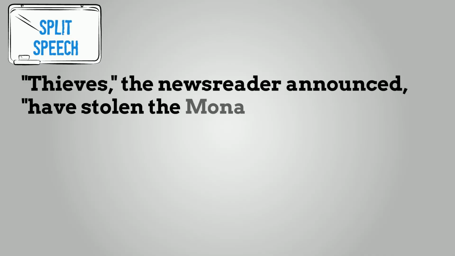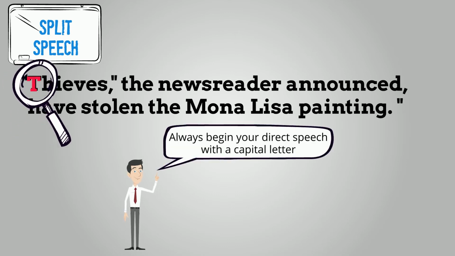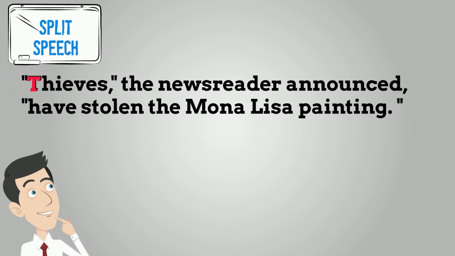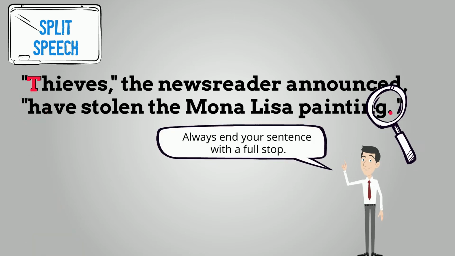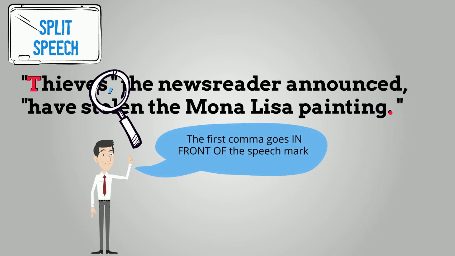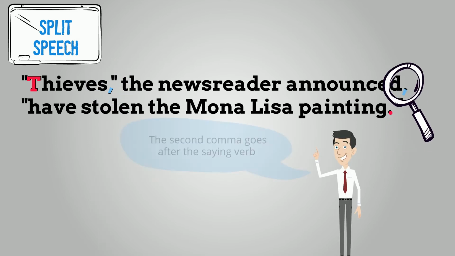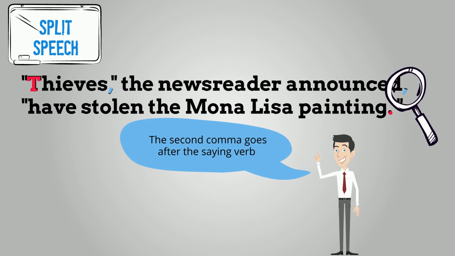Split speech. Always begin your direct speech with a capital letter. But as this is a continuous sentence, you don't need a capital letter on the H. Always end your sentence with a full stop. The first comma goes in front of the speech mark. The second comma goes after the saying verb.